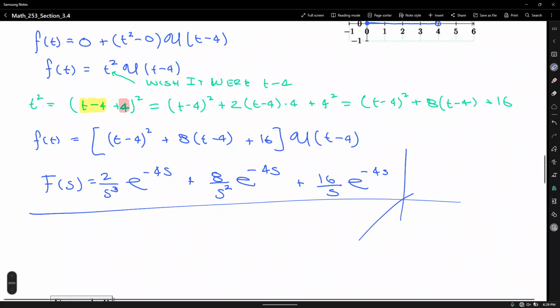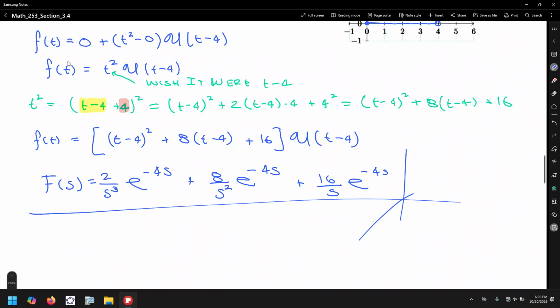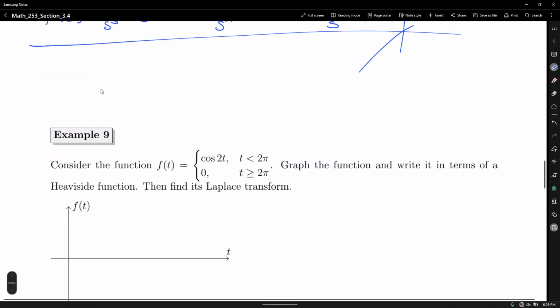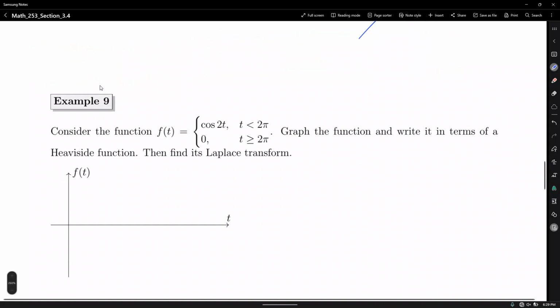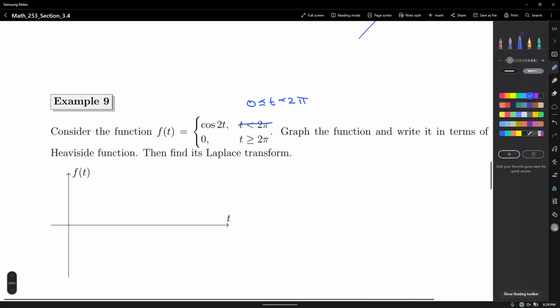Okay, guys, the next one. Be careful with the next one. So what do we have? Consider the function f of t equals cosine of 2t for t between 0 and 2 pi, turns on at 0, turns off at 2 pi, and then we have 0. So let's graph the cosine function. Cosine 2t is just half of the period at 2 pi, isn't it?